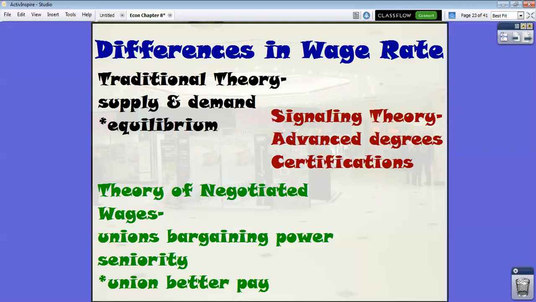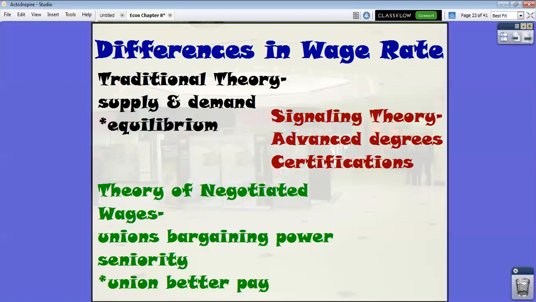Another reason that wages are different would be the theory of negotiated wages. This is when a union gets involved. Unions are very strong, they're very powerful, and they use their power in the bargaining process to be able to get higher wages for their workers. Companies that have unions tend to have to pay their workers more than companies that don't have unions associated with them.